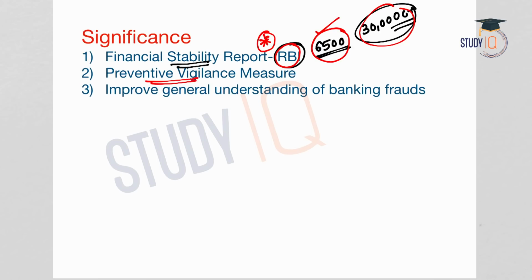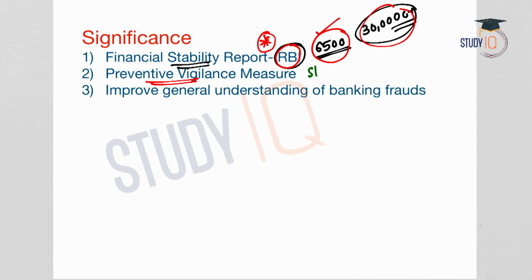We have already seen that in the CVC analysis, the CVC has come up with certain steps that will help in minimizing the banking fraud instances. So, these steps provided in the report will act as a preventive vigilance mechanism or measure to minimize the occurrence of such type of frauds in the future.